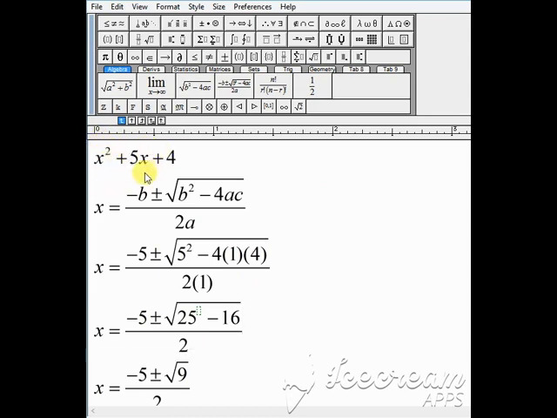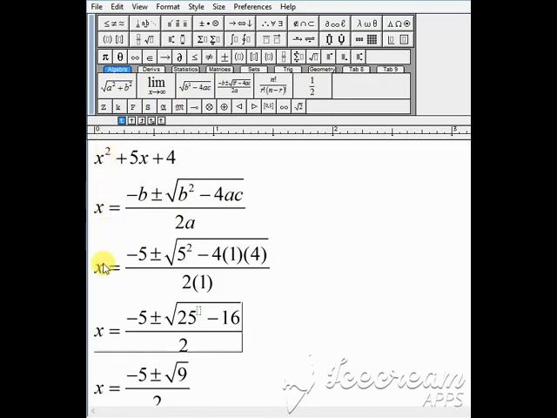We have x squared plus 5x plus 4. This is a quadratic equation. For example, this is A, this is B, and this is C. So you have the quadratic formula that says x is equal to minus b plus or minus the root of b squared minus 4ac, all over 2a.